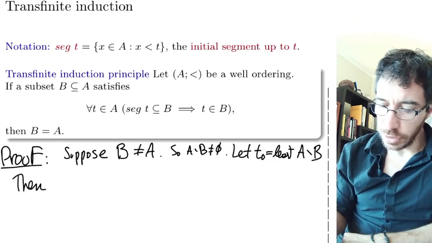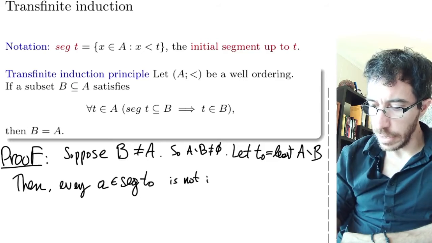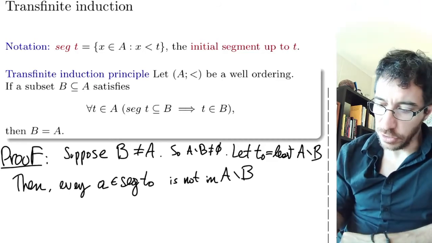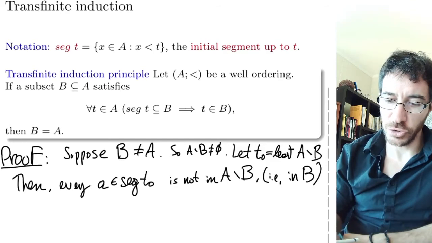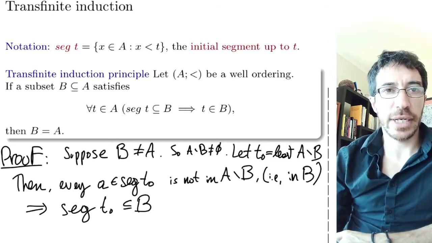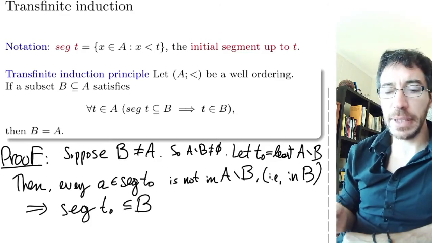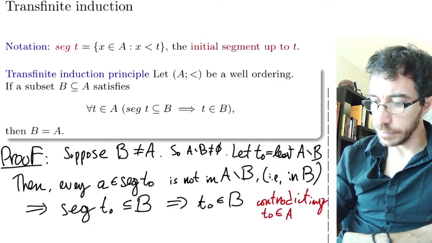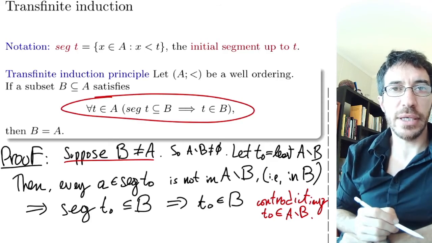Where is the contradiction? Well, every little a that belongs to the segment of t0 is not in A minus B, because t0 was the least element of A minus B. So if you take something that is below, it's not in A minus B, in other words, it's in B. So that means that the initial segment below t0 is a subset of B. It's kind of direct. We are choosing the least element that is not in B, so everybody below must be in B. And then, by our assumption on B, we get that t0 must belong to B, but t0 belongs to A minus B. So that's how we get that if B satisfies the inductive property, then B must be all of A.